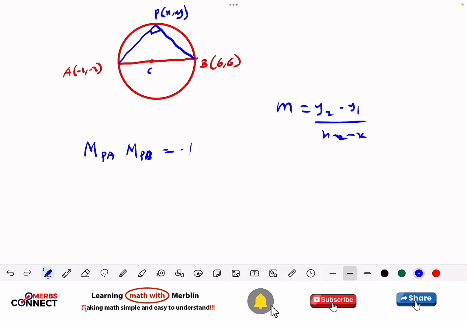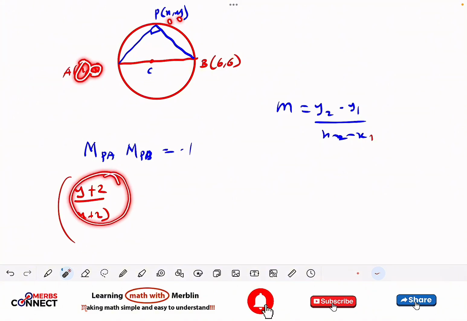So this is going to give us y minus minus 2, so it's going to be plus 2, divided by x minus minus 2, so it's going to be plus 2. So y plus 2, and then x plus 2. So this is what we are going to get.